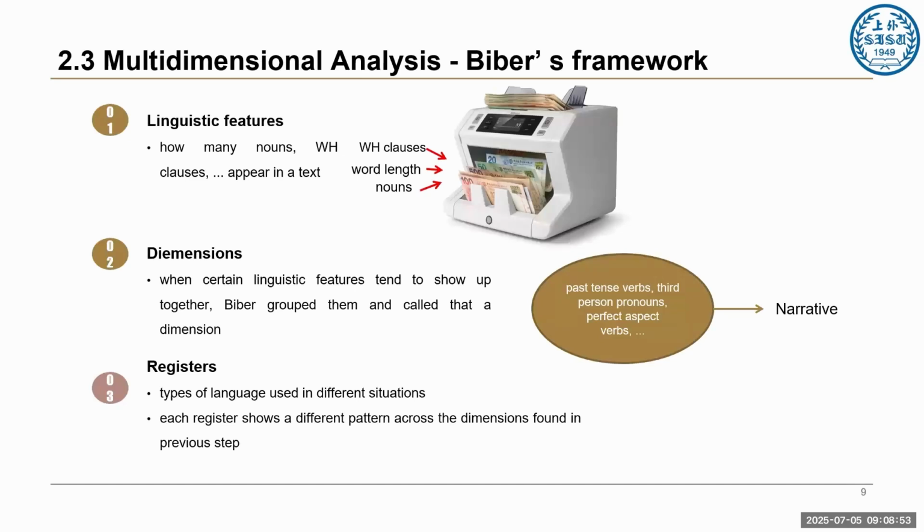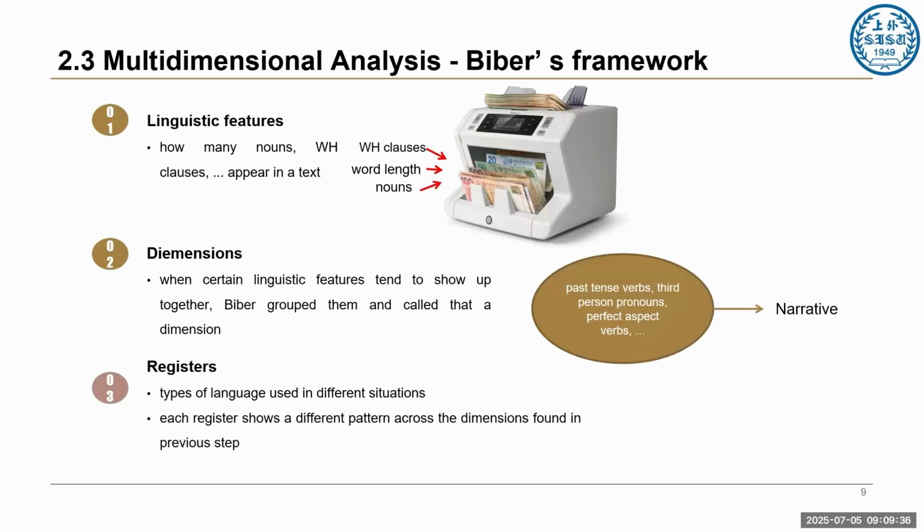Next one is about Biber's framework. It's called multidimensional analysis. To explain it in a simple way, I think it's important to clarify three things: linguistic features, dimensions, and registers. The linguistic features are just counts of how many nouns, WH clauses, certain verbs, or certain adjectives appear in a text. After getting the count of each linguistic feature, Biber assumed that certain linguistic features tend to show up together, and he conducted factor analysis on them, grouped them, and called that a dimension.